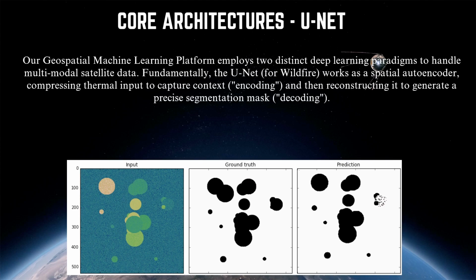The encoding, which is compression: the model takes the high resolution thermal input, which is like the noisy images you see on the left, and compresses it. This forces the AI to ignore the noise and capture only the essential context which is needed for our project. And then the decoding happens, which is reconstruction. That is, it expands that compressed information back out to the original size. But this time, instead of recreating the noisy image, it generates a clean, precise segmentation mask.